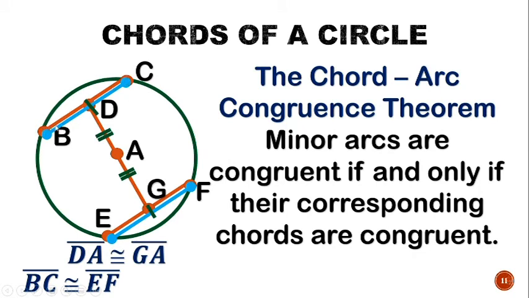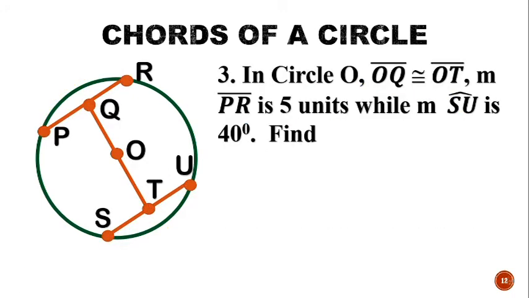When we say segment BC, we refer to the chord. When we say arc BC, we refer to the part of that circle corresponding to that chord. Similarly, this is segment EF, the chord, while this is arc EF, a part of the circle. And since parehas daw yung ating mga chords, magiging parehas din yung mga arcs nila. And, let's have another example.